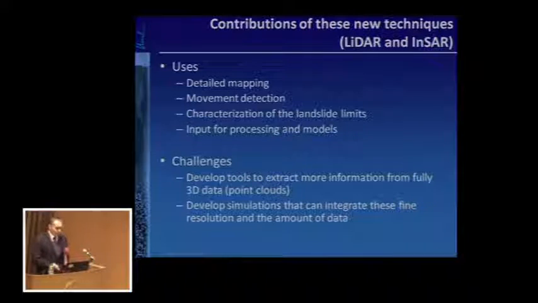Okay, to summarize this first chapter, I will say that it helps us for detailed mapping, for movement detection, and also to characterize landslide limits with inventory. And this gives us also new input data for processing new models. What are the challenges? The development of new tools to extract all the information of this nice data, because we don't extract all the information. We have not yet developed all the tools that can really take everything into account.